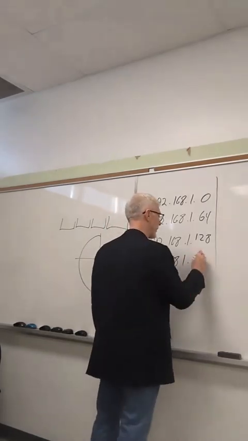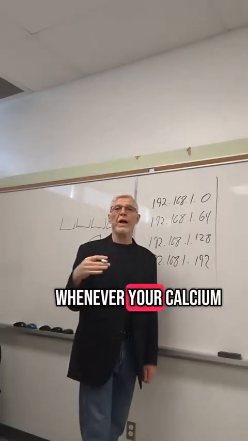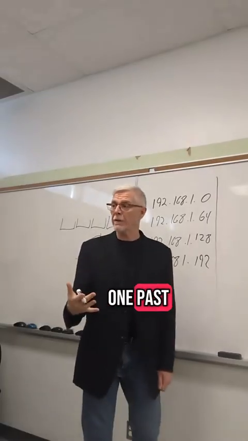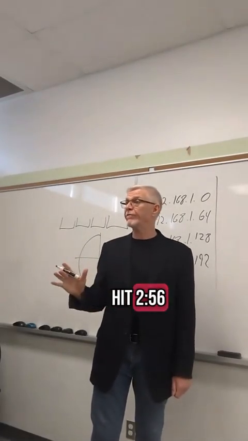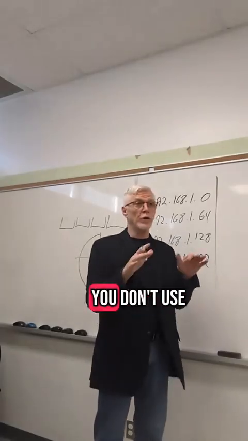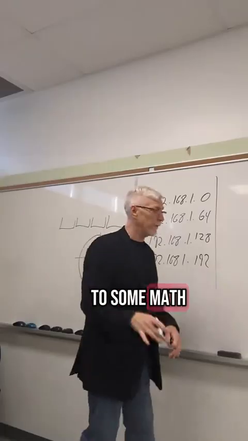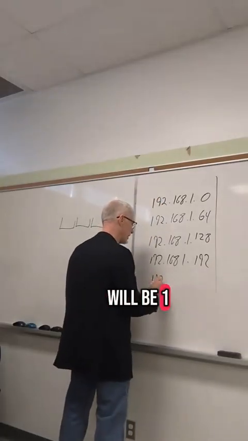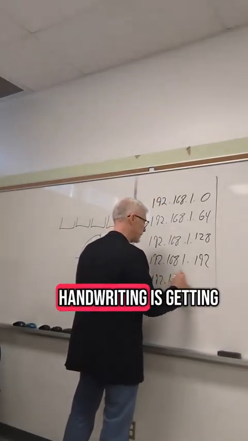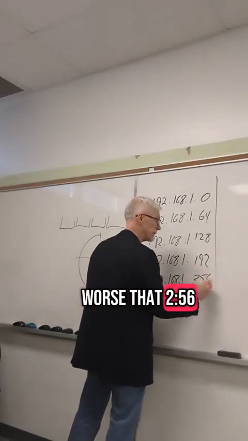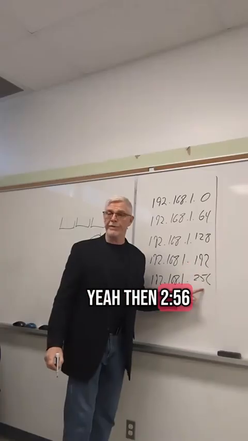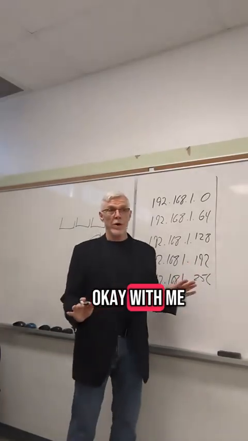192. Whenever you're calculating networks, always go one past, until you hit 256, which tells you you're done. You don't use that last network, you use it to do some math. So the last network will be 192.168.256. That's right? The 192 is right? Yeah, then 256, okay? With me okay on that?